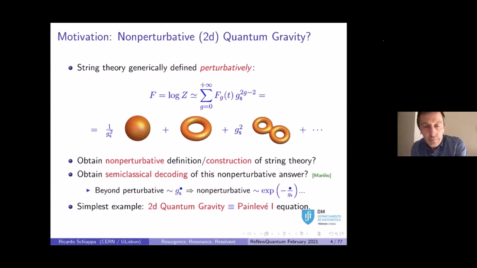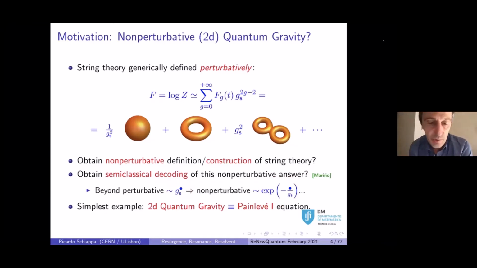How could we try not to have a perturbative approach to the problem, but a non-perturbative approach? I'm more interested in a non-perturbative construction of string theory, and I hope to make that a little bit more clear as we go. That would not be the only thing we would like to have. The other thing we'd like to have would be a semi-classical decoding of whatever the non-perturbative answer would be, rather than just a black box, something that would explain to human brains how things are working. And that should include something which is both perturbative, that is in powers of the string coupling, and also non-perturbative, in powers of the exponential of -1 over the string coupling.